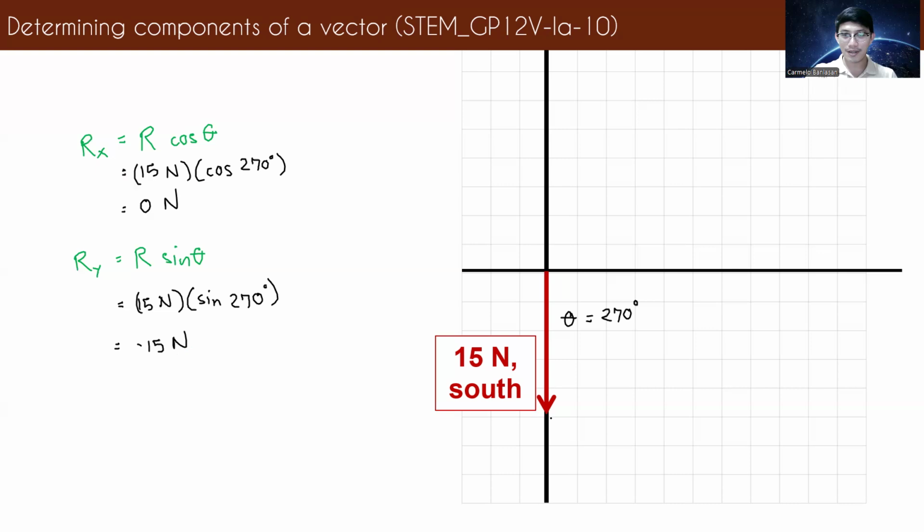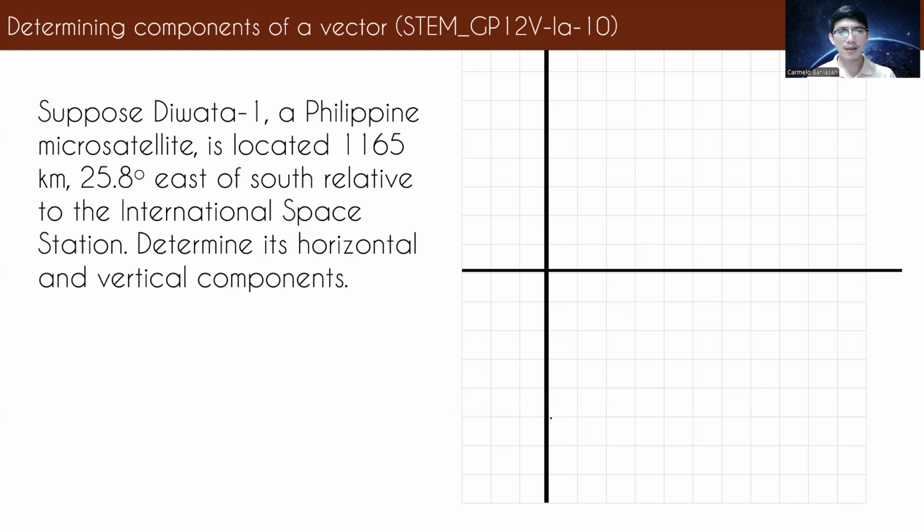Let's have another example. Suppose the Diwata 1, a Philippine microsatellite, is located 1,165 kilometers, 25.8 degrees east of south. So let's write the vector. We have 1,165 kilometers. That's the magnitude. And our direction is 25.8 degrees east of south.